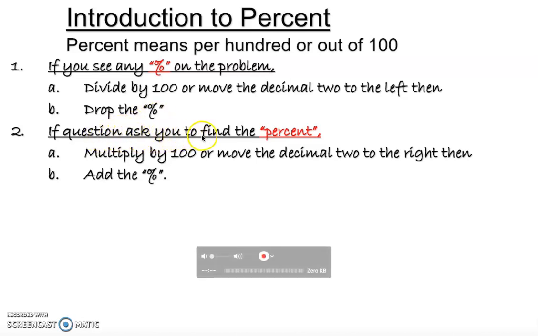Two, if questions ask you to find the percentage, right? If the word "find" is there, that doesn't mean you are finding the percentage. Sometimes it's 20% of 5 is what, so you just multiply them. You're not looking for percentage. But if they say find percentage, like 5 is what percent, then multiply by 100 or move the decimal to the right, then add the symbol. This time we add the symbol, other time we drop the symbol. If you see the symbol in the problem, we drop the symbol. If we don't see the symbol in the problem, many times we actually add the symbol.